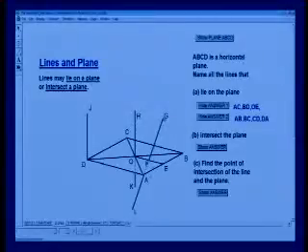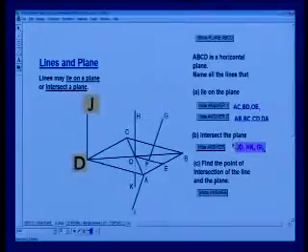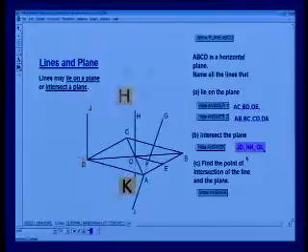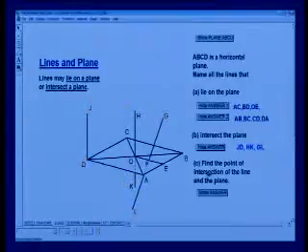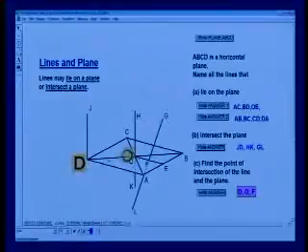And you can look at GL as well. GL is a line that intersects the plane. And the point of intersection is F. Let me show the answer for the lines that intersect the plane. They are JD, HK, and GL. Can you name me the point of intersection of the line and the planes? The answer is D, O, F.